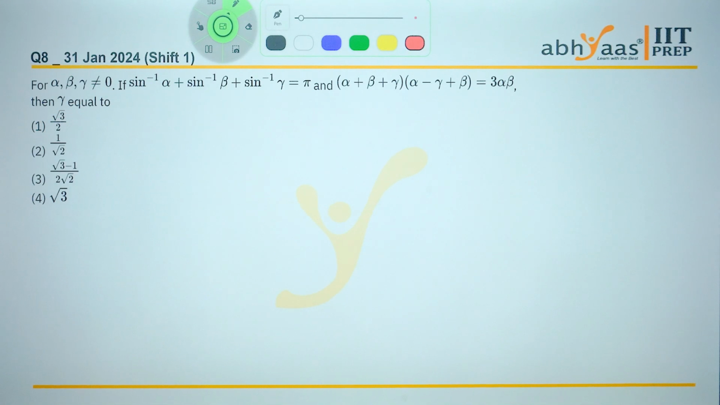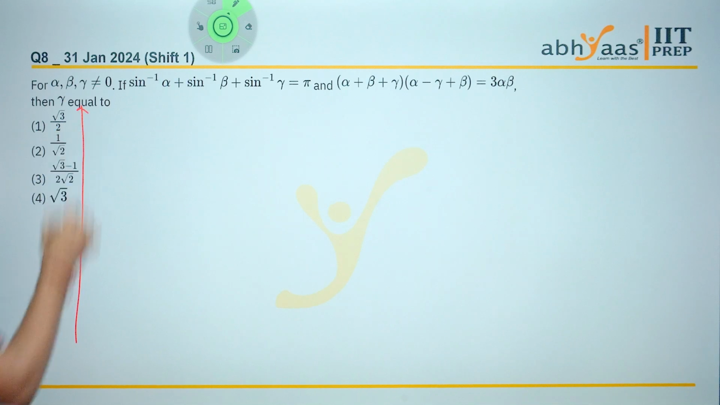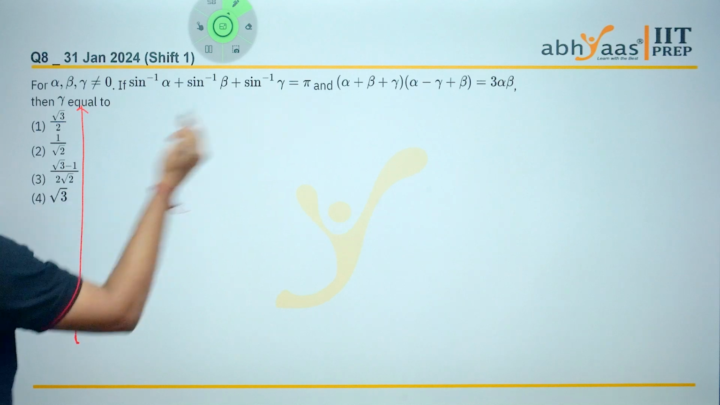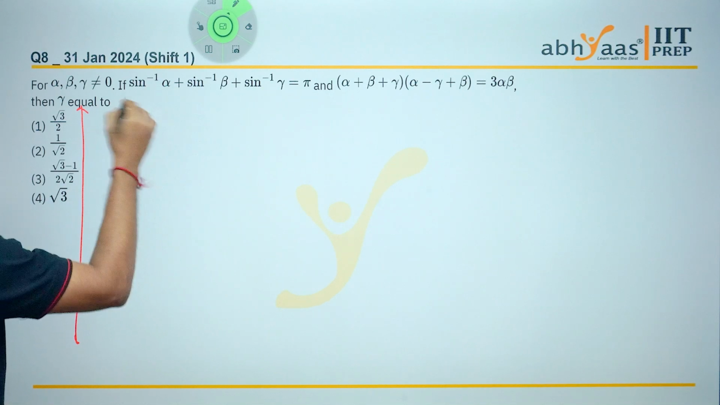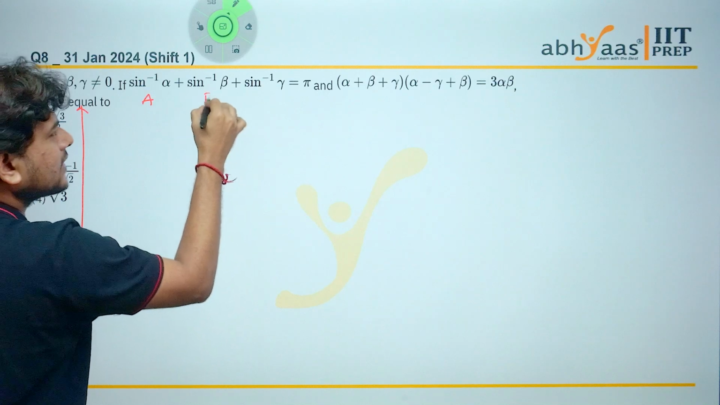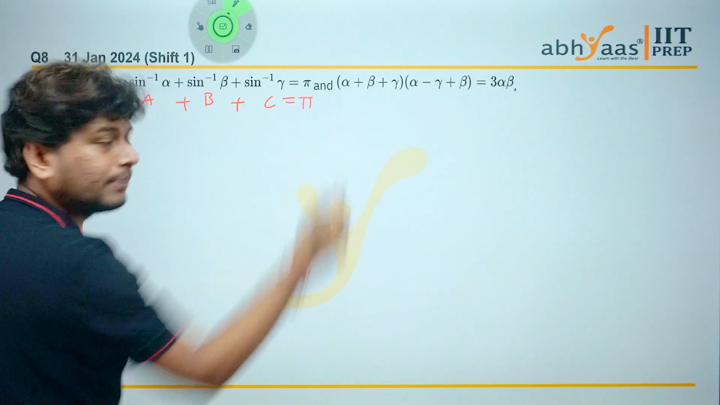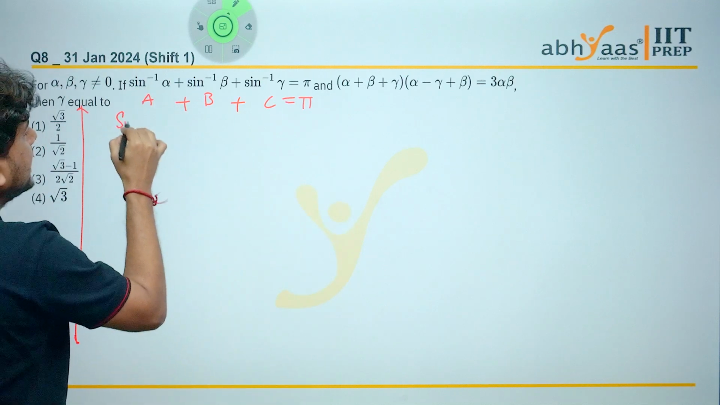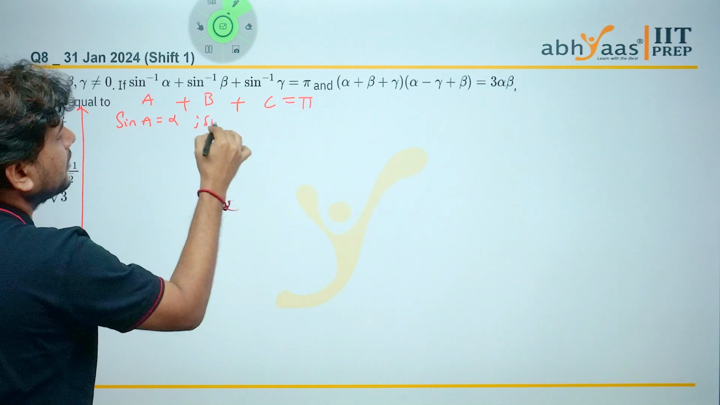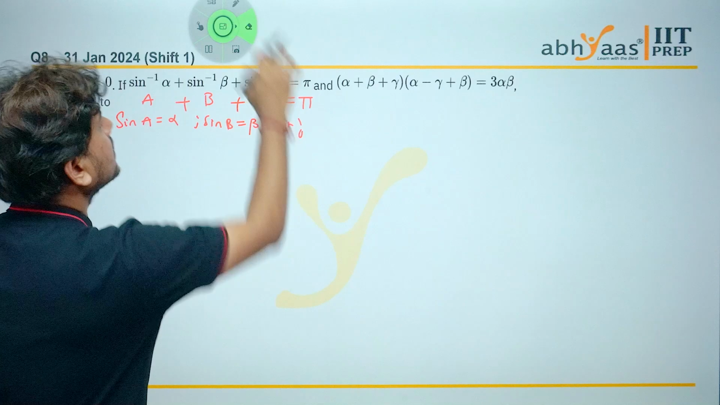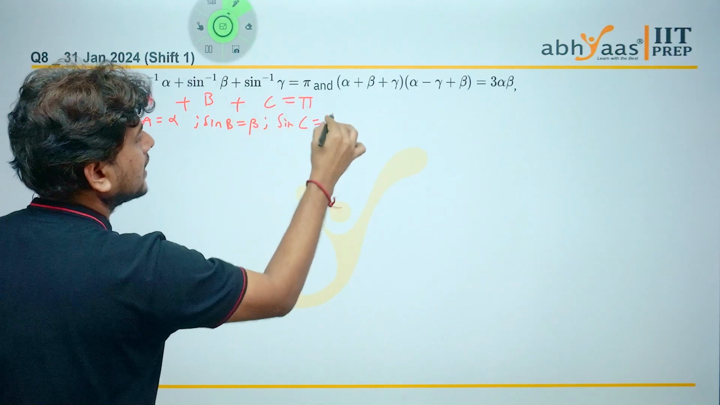If alpha, beta, gamma are not equal to 0, and sine inverse alpha, sine inverse beta, sine inverse gamma add up to pi, given that the angle value is equal to pi, so this is a triangle, right? Let's say sine inverse alpha equal to A, sine inverse beta equal to B, sine inverse gamma equal to C. So given A plus B plus C equals pi. Now sine A will be alpha, sine B will be beta, and sine C will be gamma.